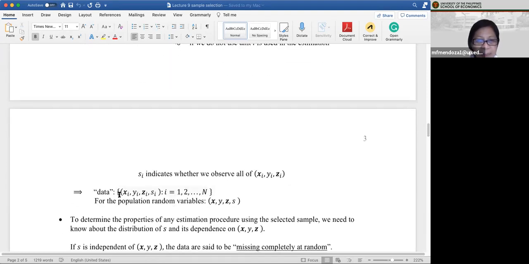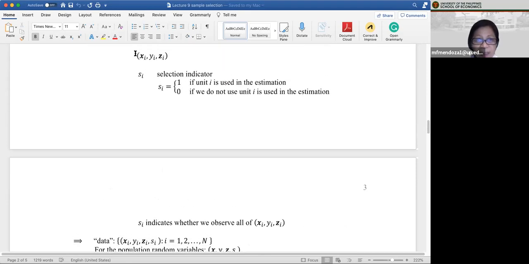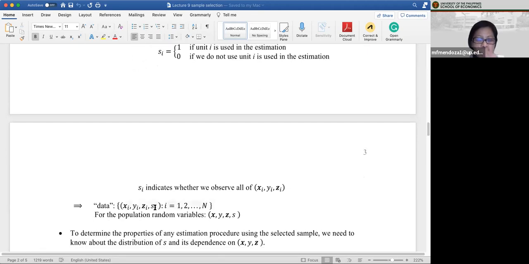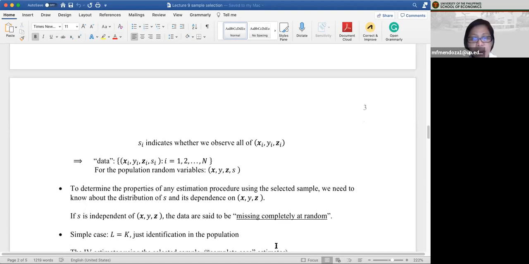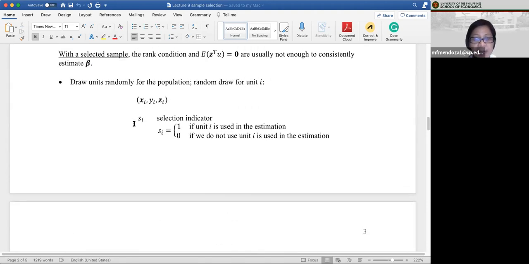The data you have would be these original variables plus the selection indicator, where s_i is either 0 or 1. So you have n observations in your sample. For the population random variables, you have x, y, z, and s. To determine the properties of any estimation procedure using the selected sample, we need to know the distribution of s and its dependence on x, y, z. So we would like to look at the relationship between the selection indicator and these variables.